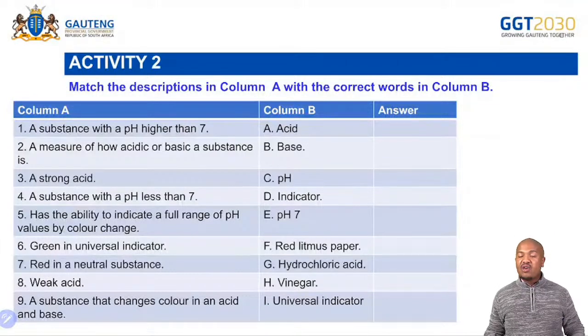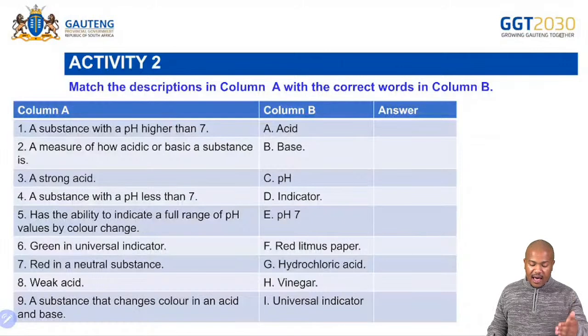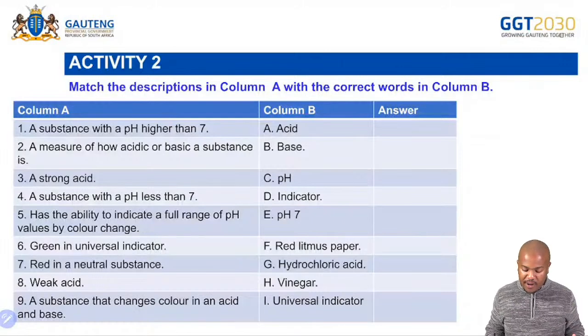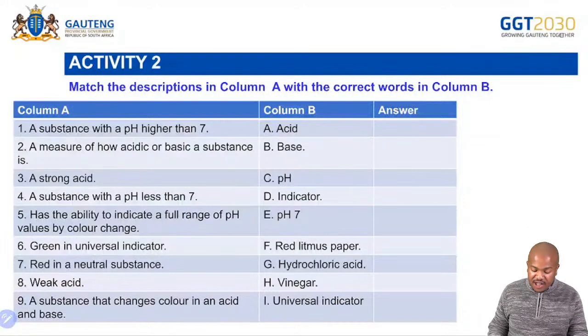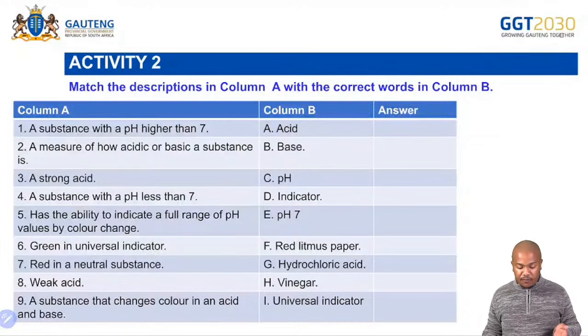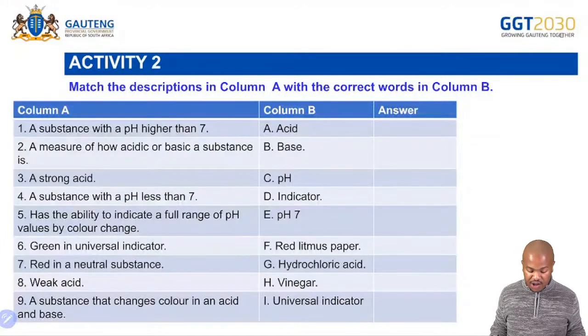So in column A, you have descriptions such as: a substance with a pH higher than 7, a measure of how acidic or basic a substance is, a strong acid, a substance with a pH less than 7, has the ability to indicate a full range of pH values by color change.